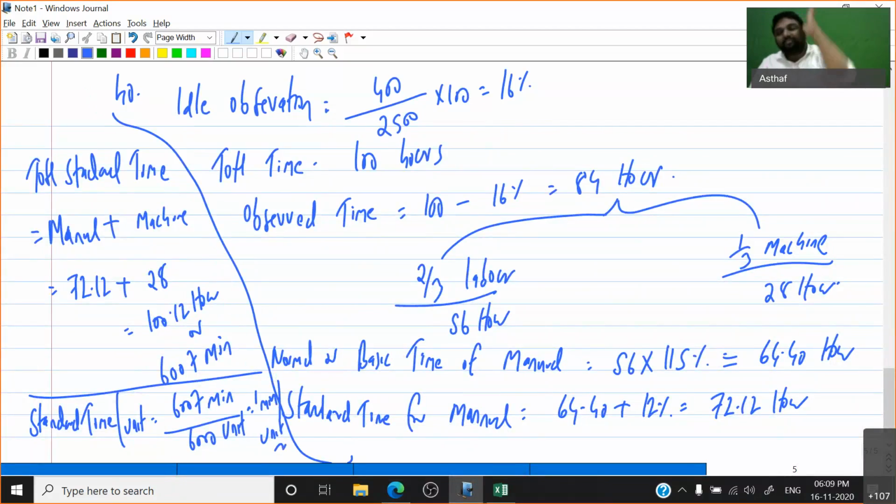1 minute per unit. The answer will come 1 minute per unit. How interesting. 6007 minutes divided by 6000 units, 1 minute per unit. So very interesting.